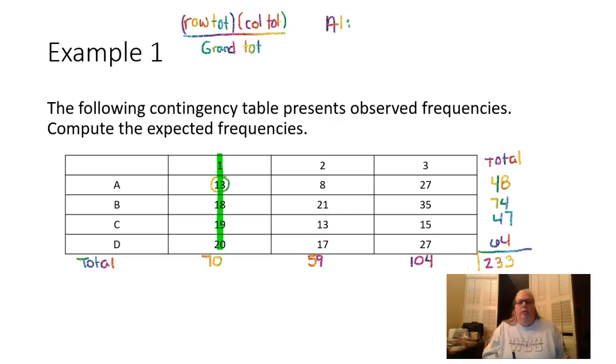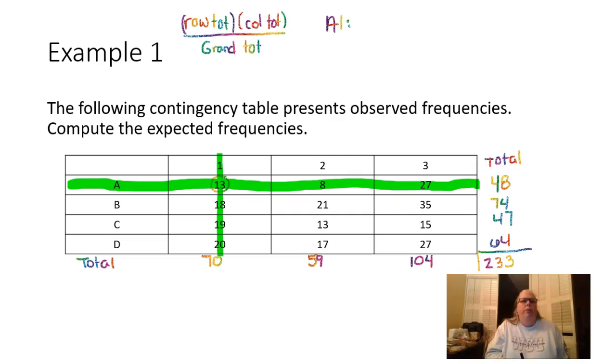That means I'm going to be using the row total 48, the column total 70, and then the grand total, of course, is going to be 233. All right, so the expected frequency for A1 is going to be 48 times 70 divided by 233. And if we round that off to one decimal place, it's going to give us 14.4.